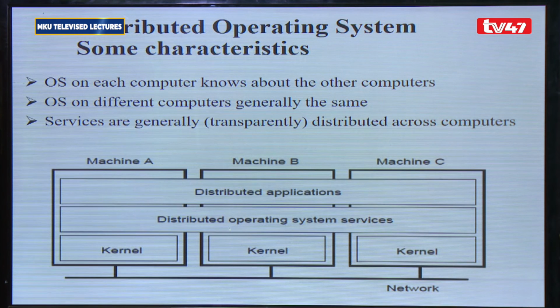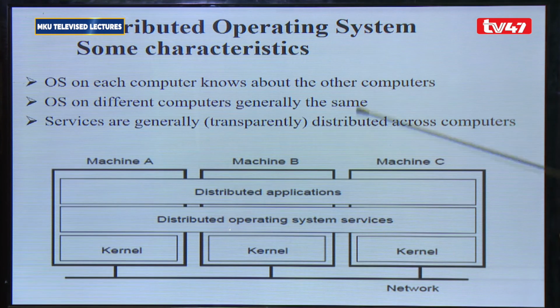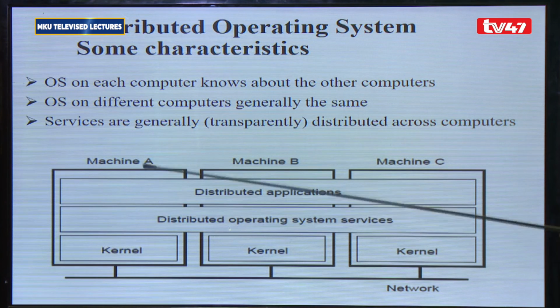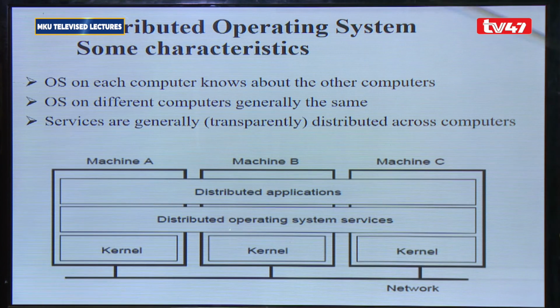Some of the characteristics of these operating systems we are talking about: the operating system on each computer knows about the other computer. Remember, for privacy, you have to know the other computer, or it has to request to know about you. The operating system on the different computers is generally the same. It has to know about your computer. The services are general, transparent, and distributed across the computers. When we talked about transparency, this is where it is now applicable.